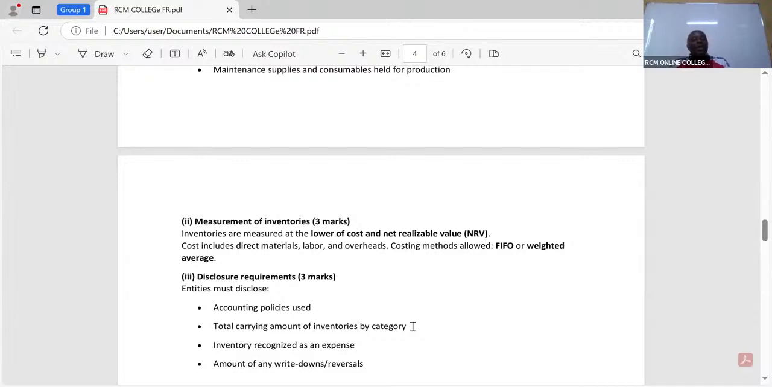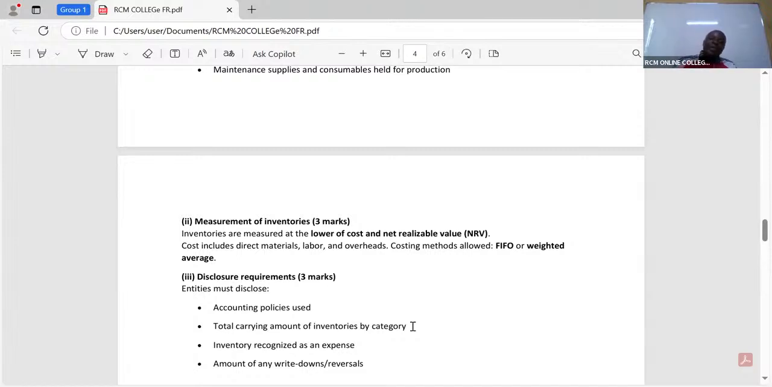Then we have inventory recognized as an expense. For example, the director's drawings. So as we take this amount to the director's account, we must debit our P&L. So inventories recognized as an expense. If there are any write-downs, like now I explained the concept of I incurred the cost of 5, but now I'm selling them at 1. You see, there is a write-down there. There's loss of value there. So if there are any write-downs, you shall tell us.